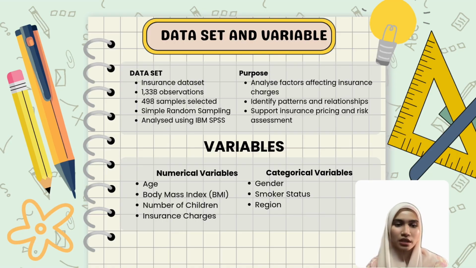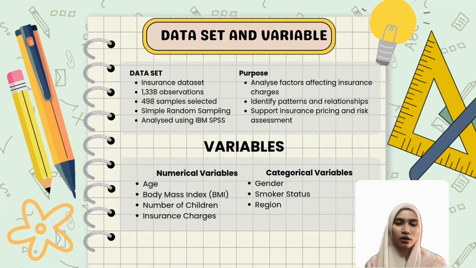There are 7 variables in total, and they can be divided into 2 types, which are numerical variables and categorical variables. First, the numerical variables. The first variable is age, which refers to the age of the insured individual in years. The second variable is BMI, or body mass index. BMI is used to measure a person's health status based on their height and weight. The third variable is children, which represents the number of children covered under the insurance plan. The fourth variable is charge, which refers to the annual insurance cost paid by each individual.